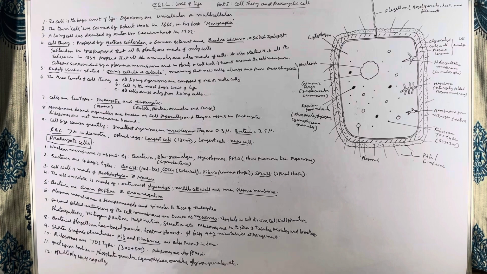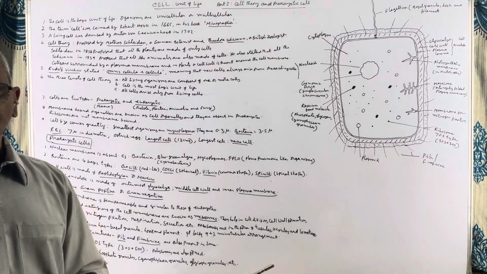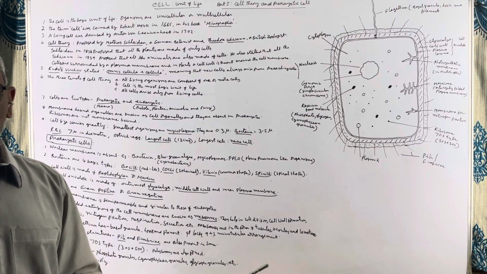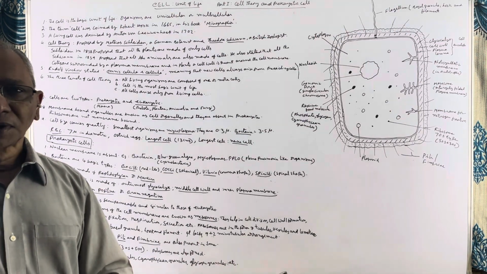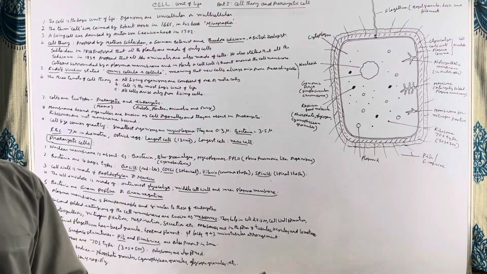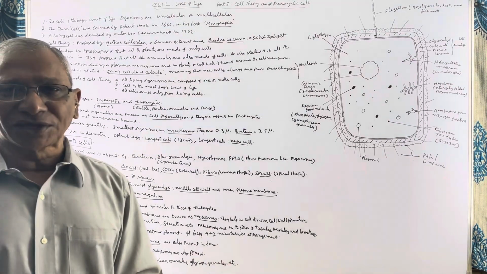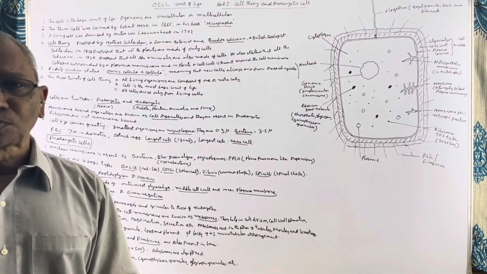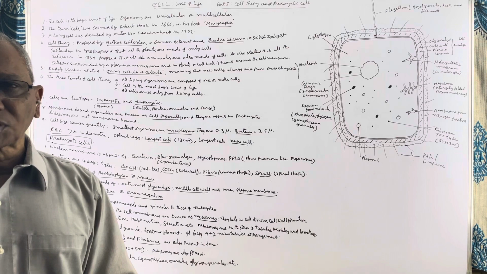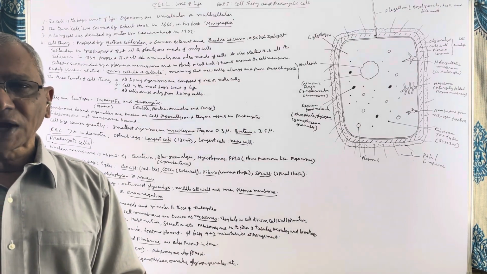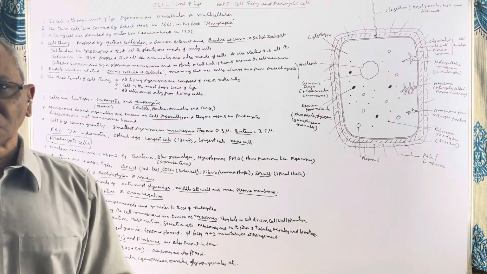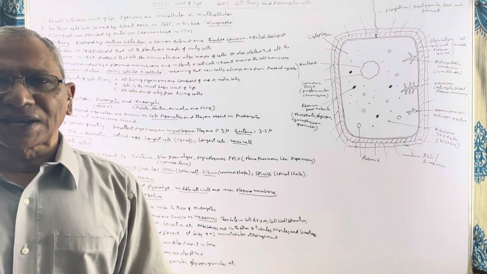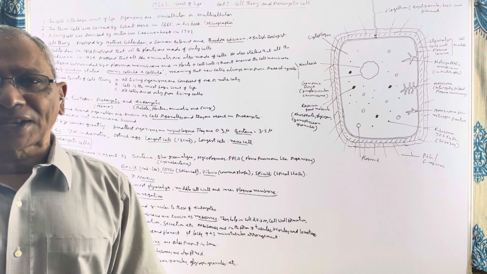Then, cells are of two types, depending upon the presence or absence of a nuclear membrane. If a nuclear membrane is present, the cells are known as eukaryotic. If a nuclear membrane is absent, the cells are known as prokaryotic. Prokaryotic means before the nucleus. Eukaryotic means true nucleus. All the organisms belonging to the kingdom Monera are prokaryotes.